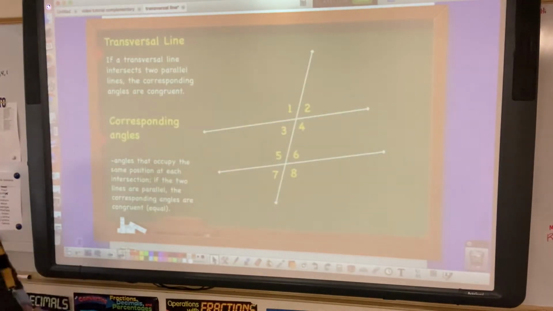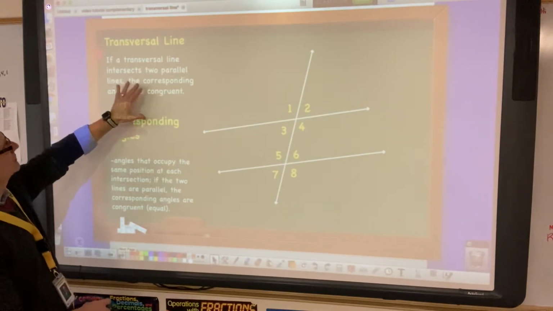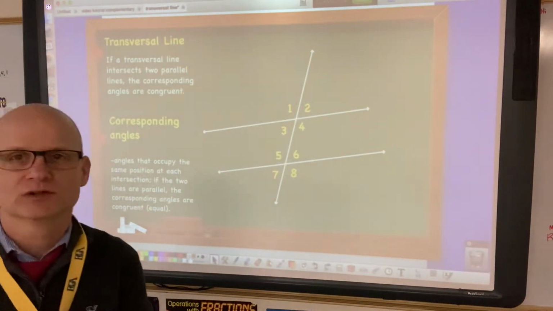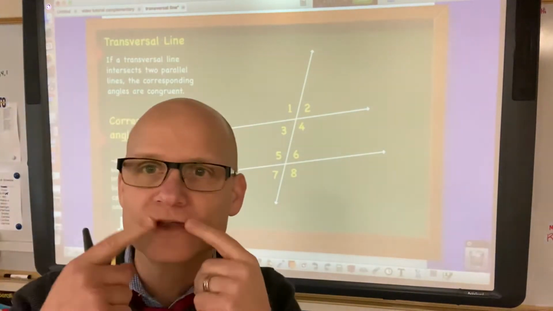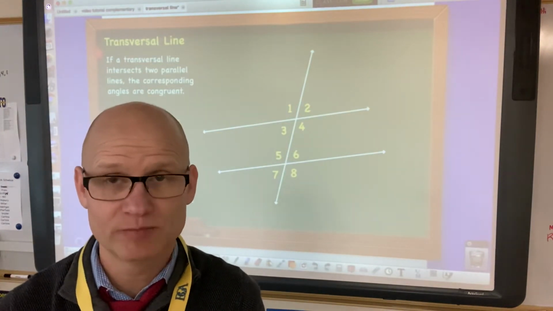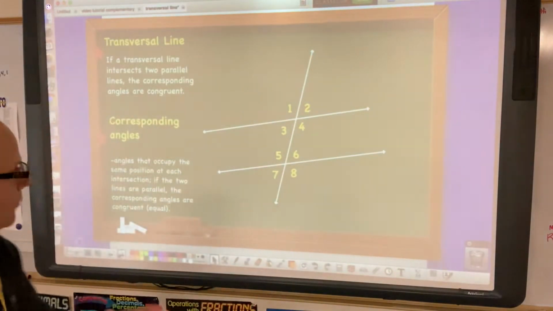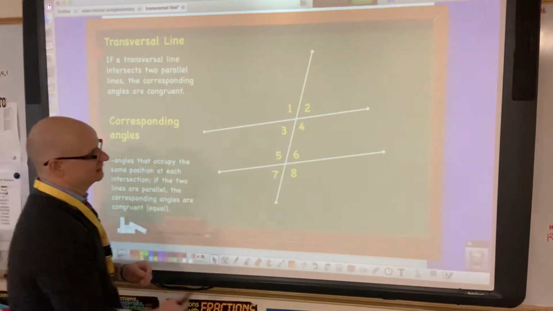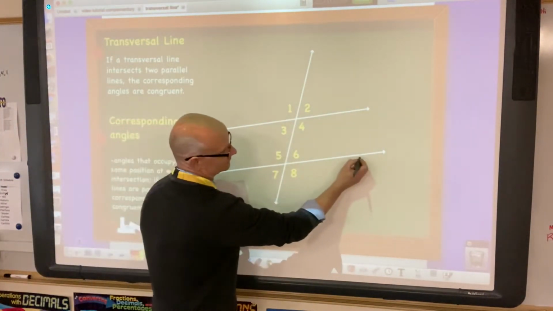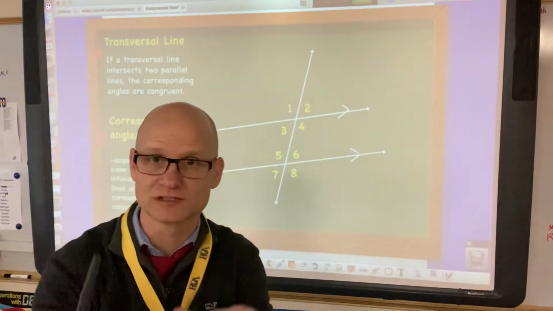Okay, so then the next thing is, it says a transversal line intersects two parallel lines. The corresponding angles are congruent. When a transversal line intersects two parallel lines, their corresponding angles are equal, congruent. So notice this. You've got two parallel lines, and I forgot to put the little slash, okay? But that means they're parallel. Remember those little arrows to let you know they're parallel.